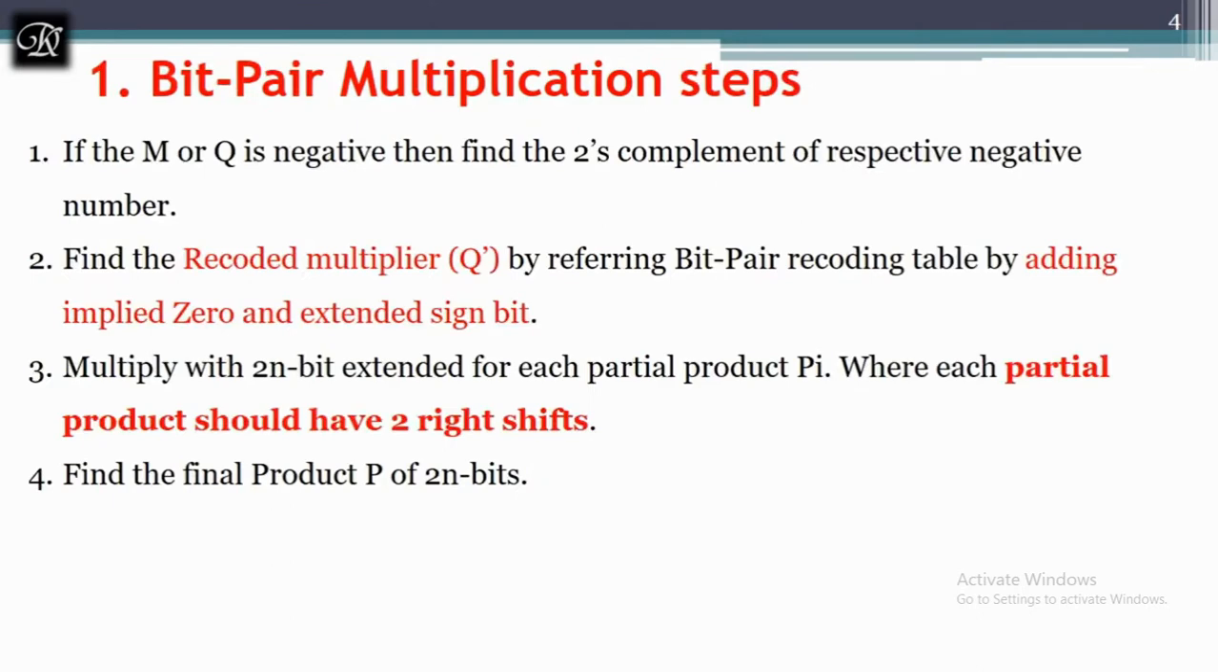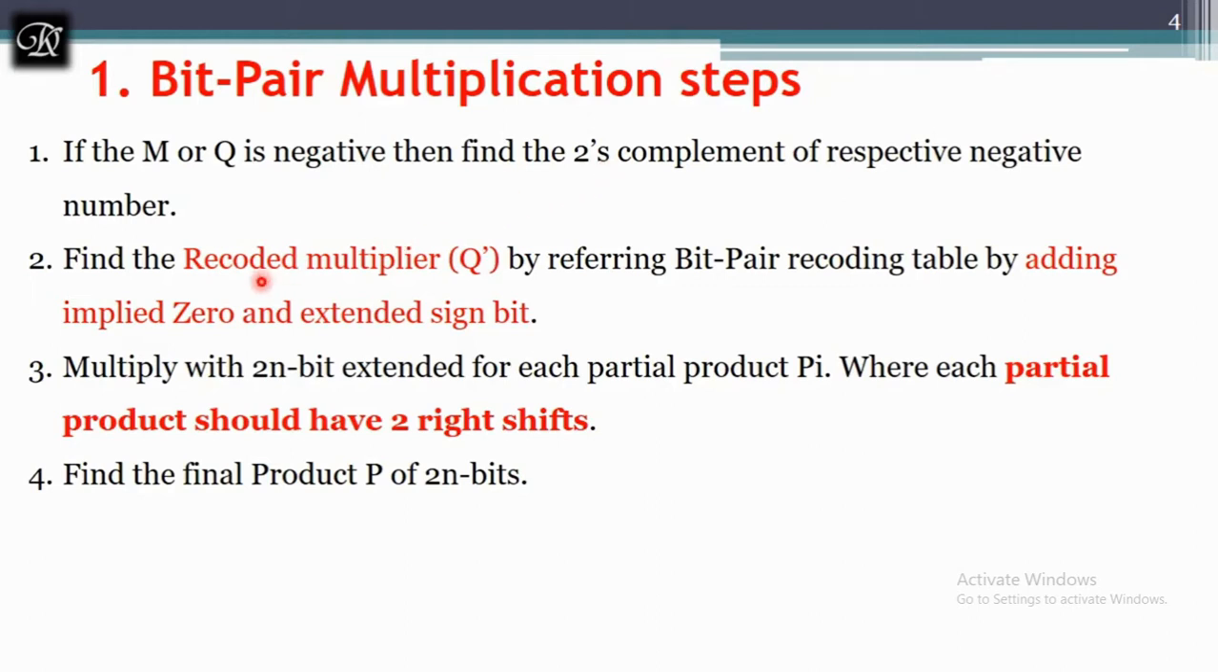Let's see what is bit pair multiplication, why it is called extended Booth algorithm. As in the Booth algorithm, it's going to have 4 steps, but here recoding will be a little different compared to Booth algorithm. The rest of the steps are the same as in Booth algorithm. The first step goes like this. As in Booth algorithm, the first step is to initialize M and Q, and after that, if M and Q, any one is negative or both are negative, the first job is to find the 2's complement of those binary numbers.